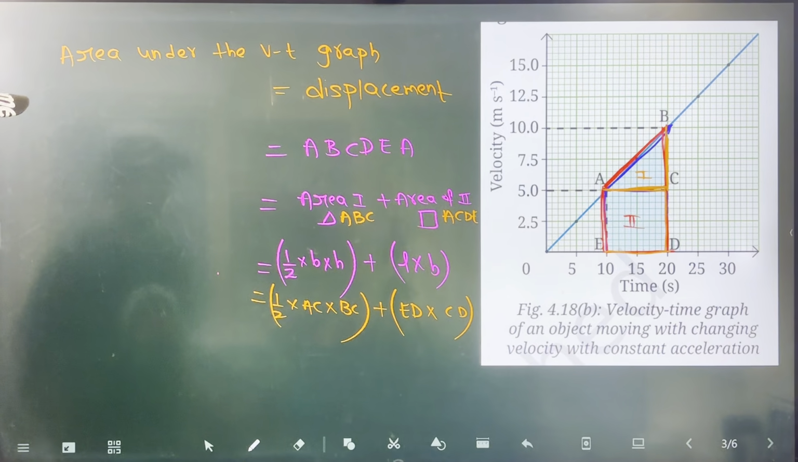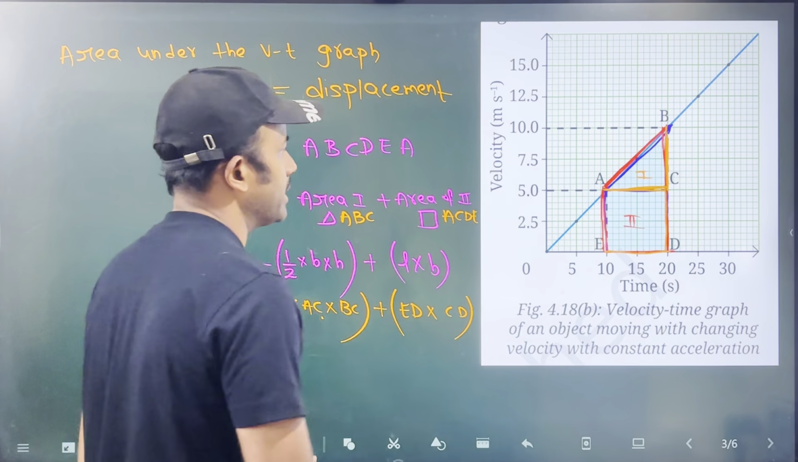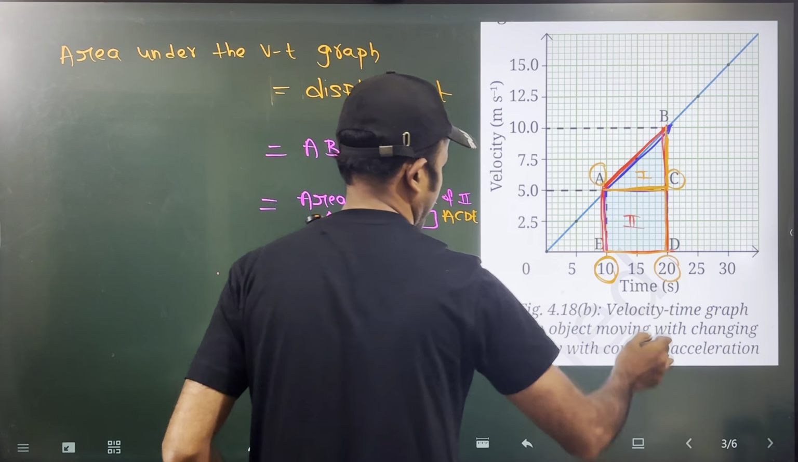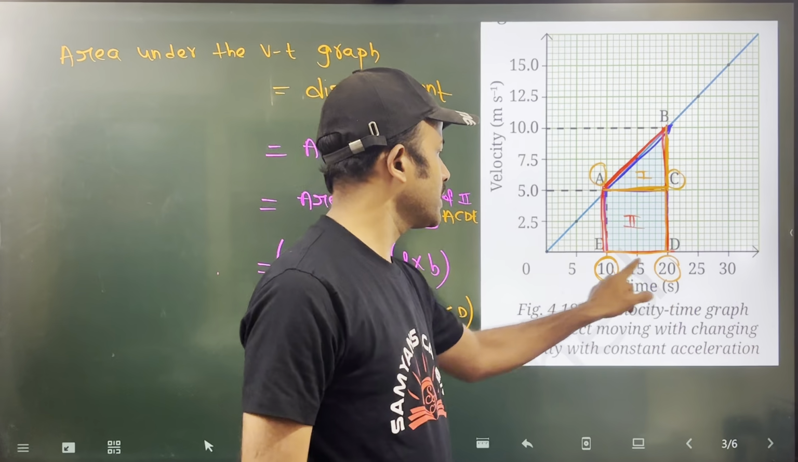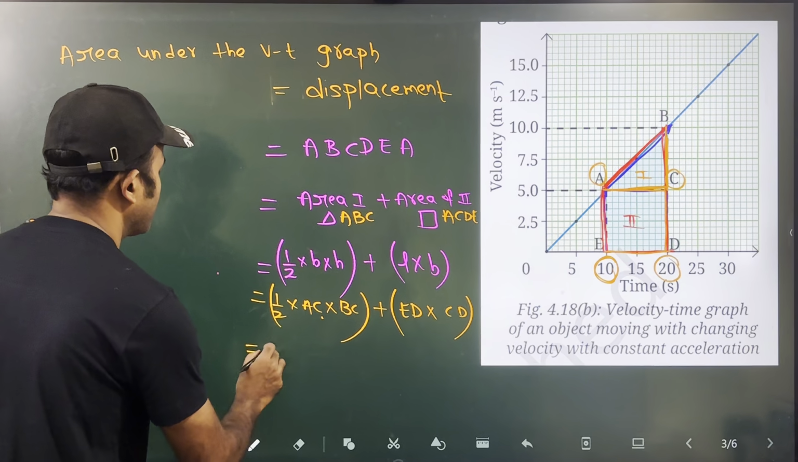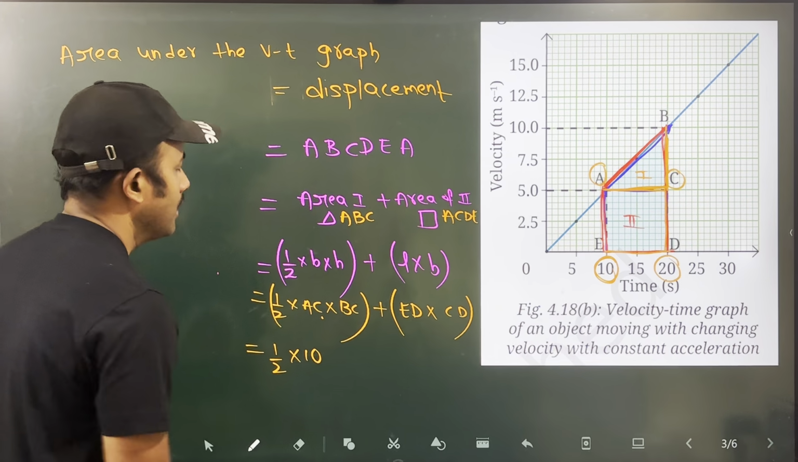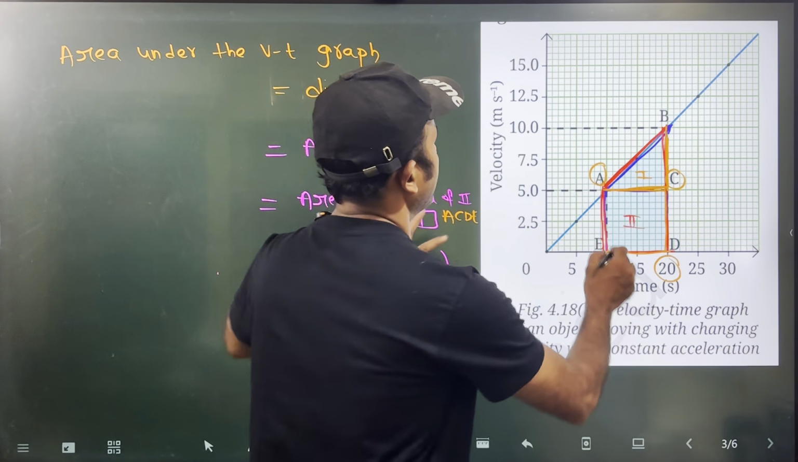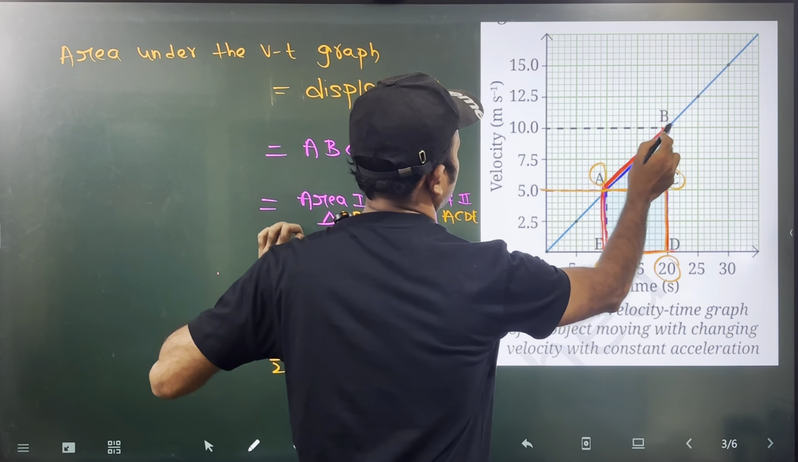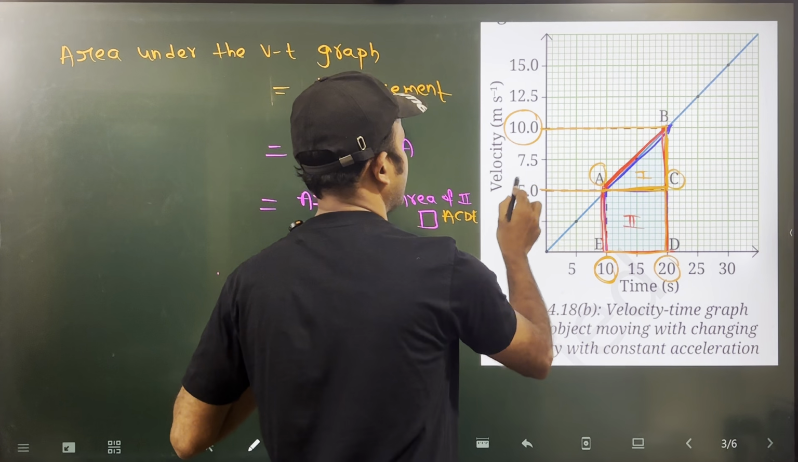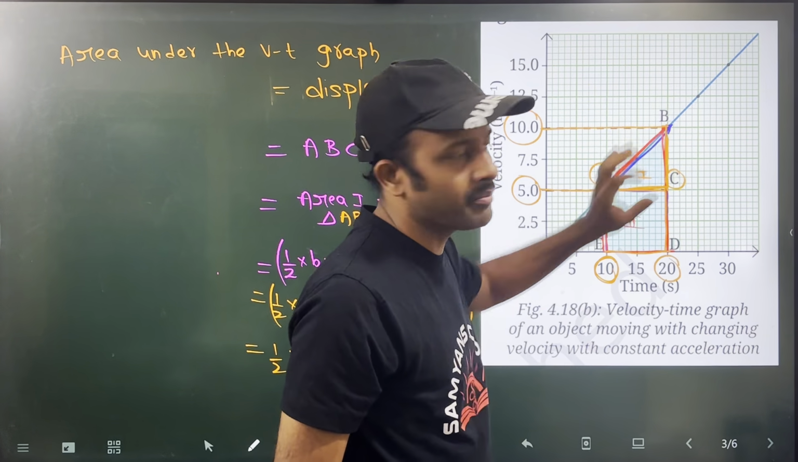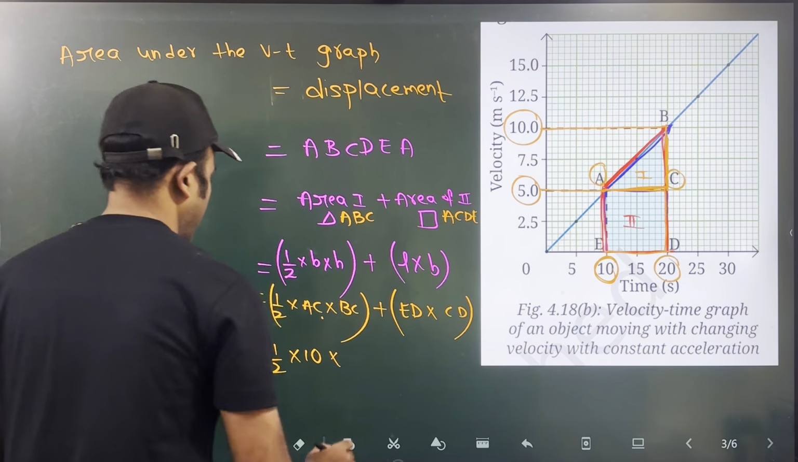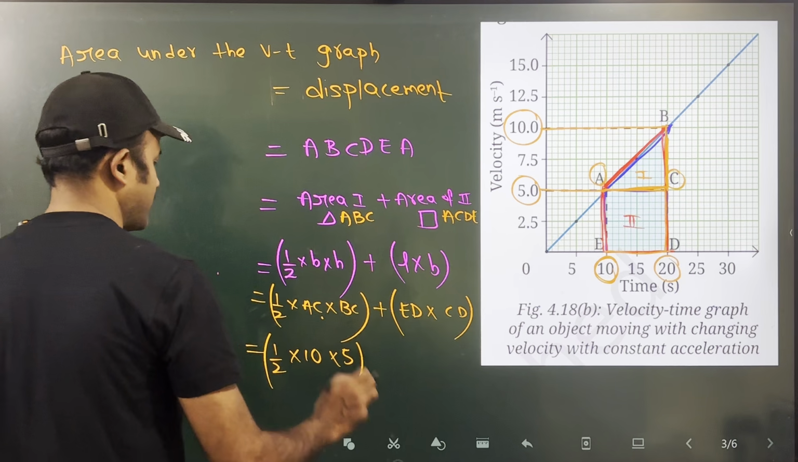Now what is the value of AC? A is showing 10, C is showing 20. The difference between 10 and 20, 20 minus 10, is how much? The gap is 10. Now you see BC. BC is the height. C is at 5 meter per second, B is at 10 meter per second. The difference between 10 and 5 gives you the length of BC. So 10 minus 5 is how much? 10 minus 5 is 5.